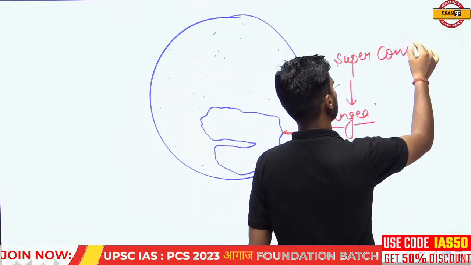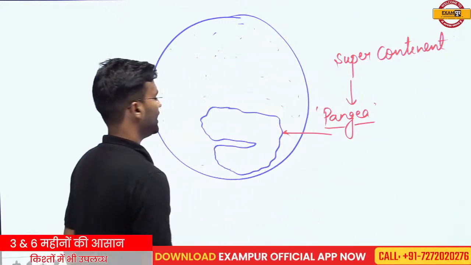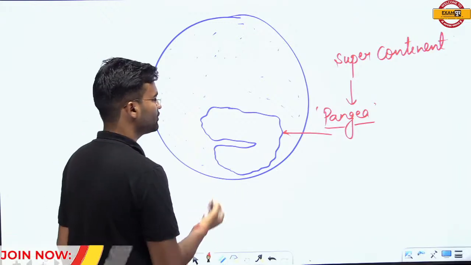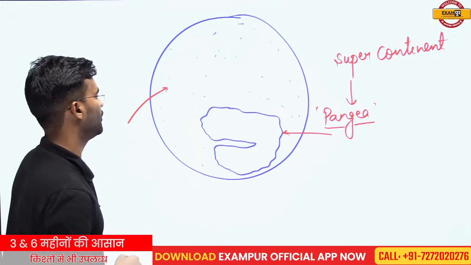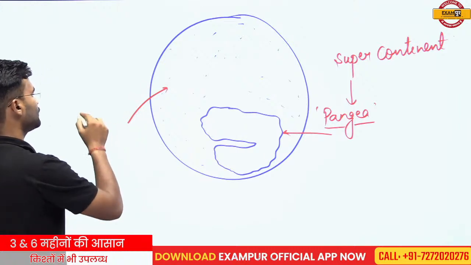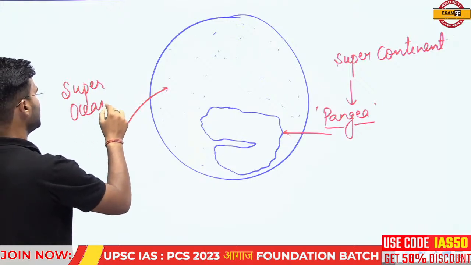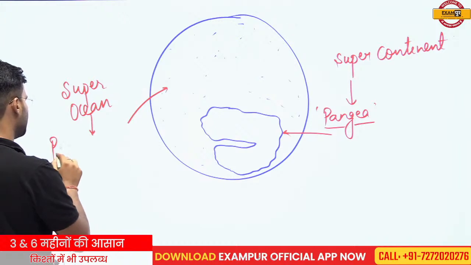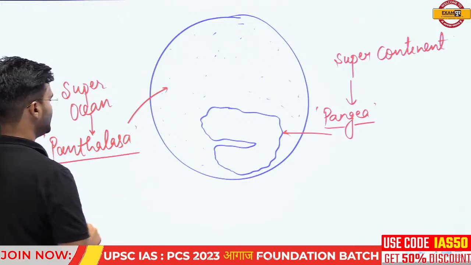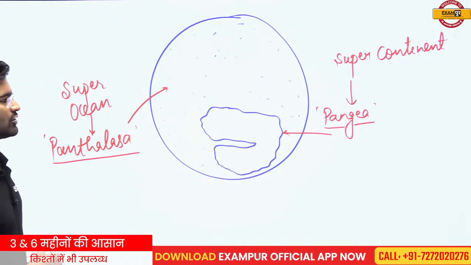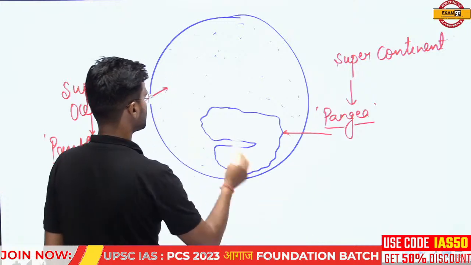So he told there was only one continent, called the Pangea, located near the south pole of the earth, and the remaining section was filled with water. That was a great super ocean at that time, and he termed it the Panthalassa. Only one ocean was there, and that ocean is called the Panthalassa. So this is the Pangea and this is the Panthalassa, and the Pangea is located near the south pole.